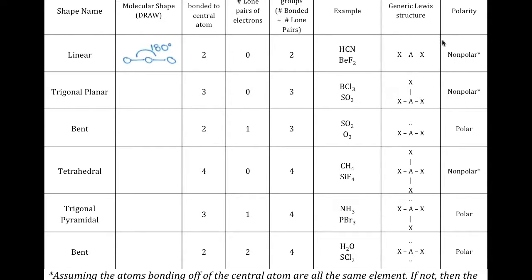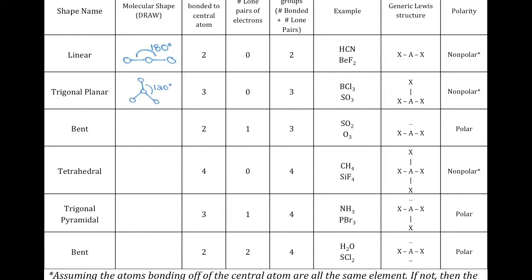Linear atoms are always going to be non-polar. However, there's an asterisk. So this is assuming the atoms bonding off the central atom are all the same element. If not, then the molecule is polar regardless of the shape. For the shapes we will look at in this course, that's what's going to be true. All right.